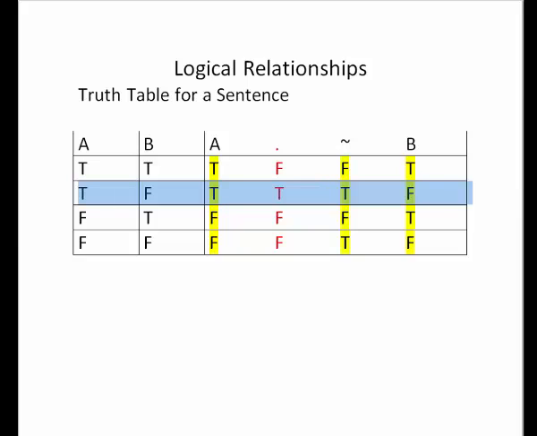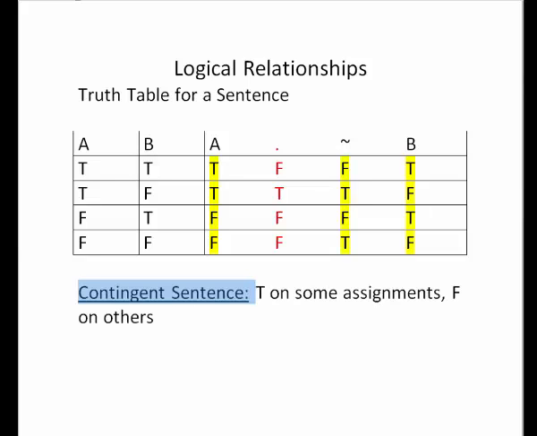What we end up with here is sort of like a logical profile of this sentence, A and not B. We have a list of potential values for A and B, and what A and not B ends up being for each case. And it turns out that there's nothing particularly surprising or special about this sentence A and not B. On some assignments it ends up being true, whereas on other assignments it ends up being false. So this is what we call a contingent sentence. A contingent sentence in our system is one that's true on some assignments and false on other assignments.